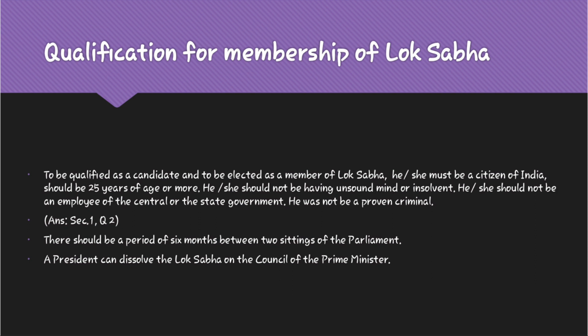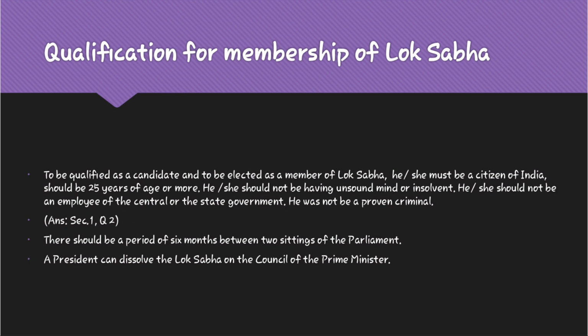Mentally he is not perfect, unsound. Then who is an insolvent person? Insolvent means diwaliya. A person who is bankrupt is called insolvent. The company has been declared insolvent. The company is declared bankrupt. Someone who does not have enough money to pay what they owe is called insolvent.